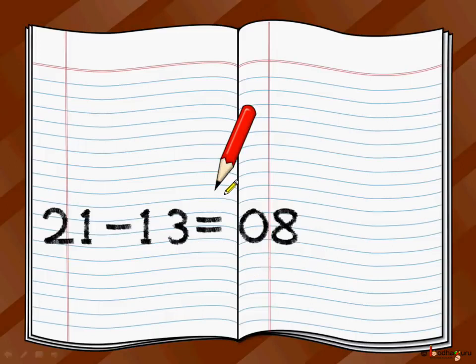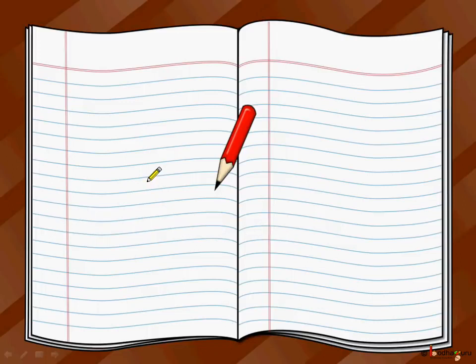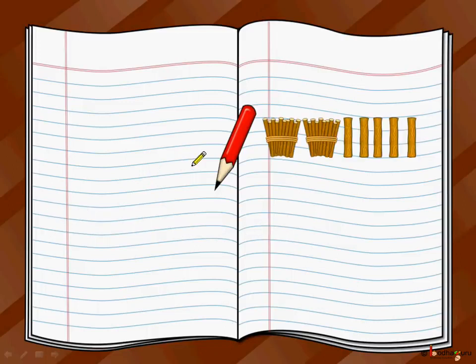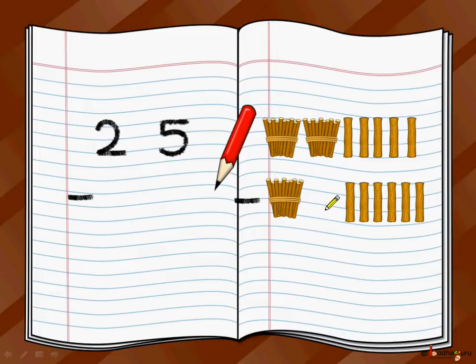Sounds confusing? Let's try it. Maths is all about trying. Once you try more problems, it becomes very easy and a lot more fun. Let's say you have 25 sticks. You want to take away 16 sticks from it.